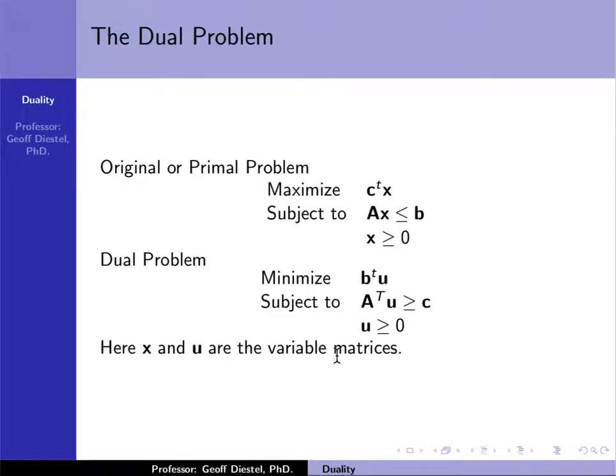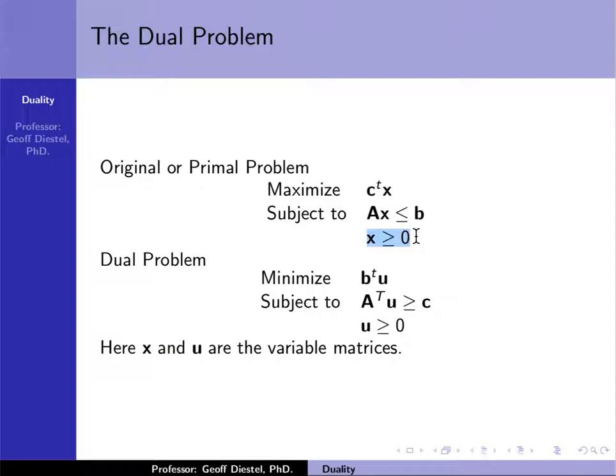So what is the dual problem? For every maximization problem, there's a dual problem. Now we are focusing on a very specific type of problem. Our problems have constraint inequalities which are always of the less than or equal to type if it's a maximization problem. And all the variables are non-negative.